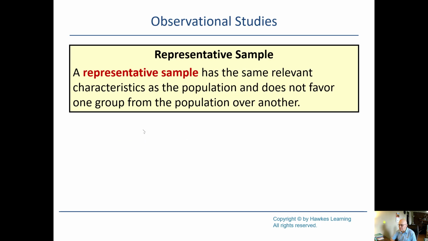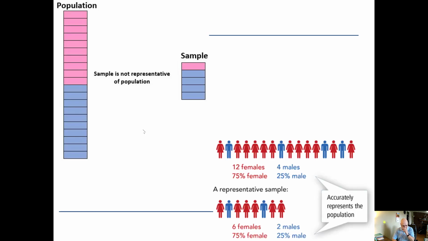A representative sample, extremely important. You want your sample to look like the population, but in a small number of them, a subset of them. Make sure that your sample doesn't favor one group from the population over another. For example, take a look at this. On the left-hand side, I'll get a pen here. On the left-hand side, we're talking about this part.